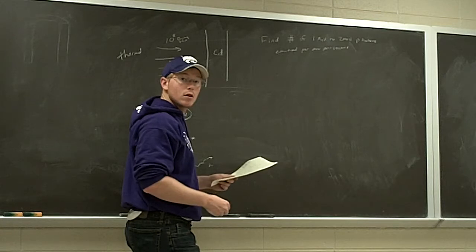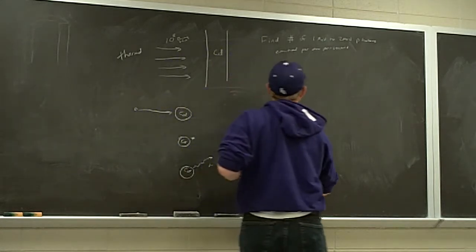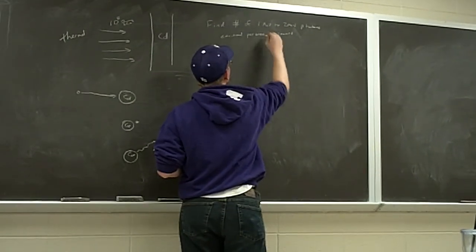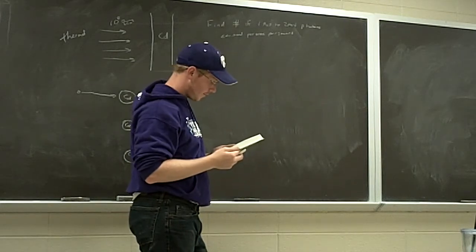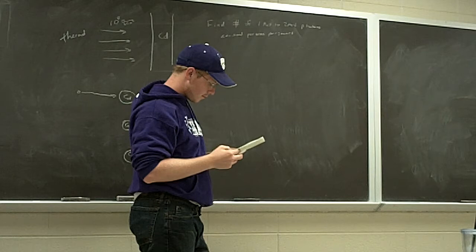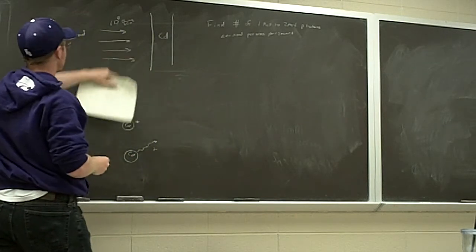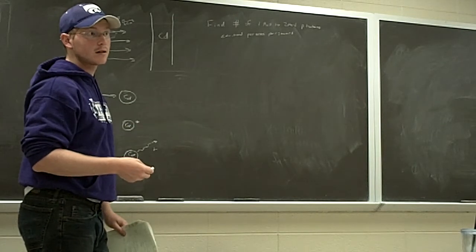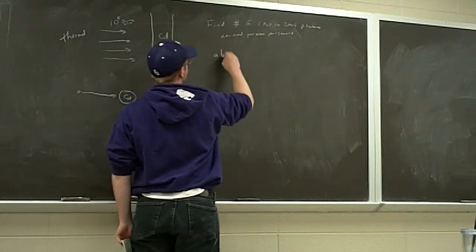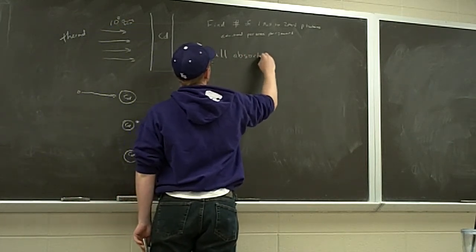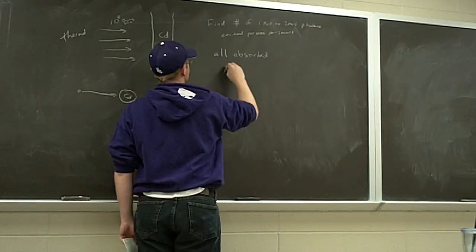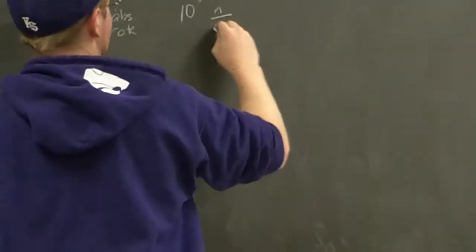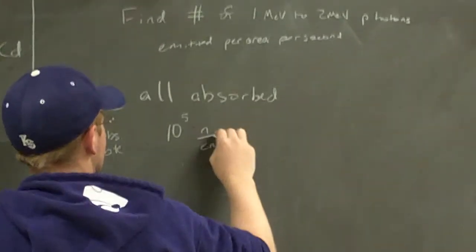Emitted per what? Per area, per second. So if you have 10 to the 5 neutrons per centimeter squared, what is the absorption per area per second? 10 to the 5. So assume the absorption rate is 10 to the 5 neutrons per centimeter squared per second.